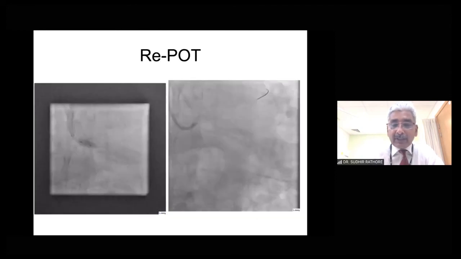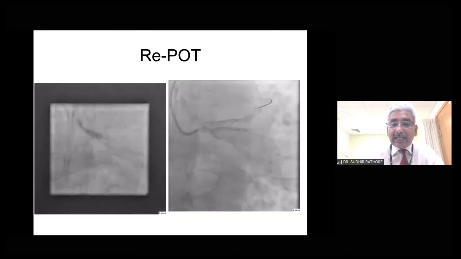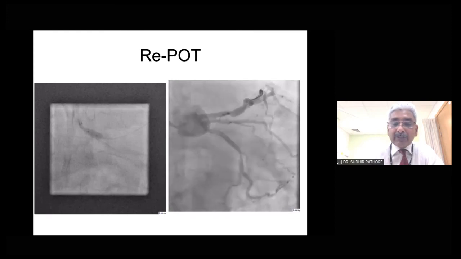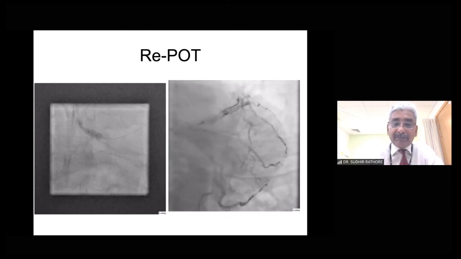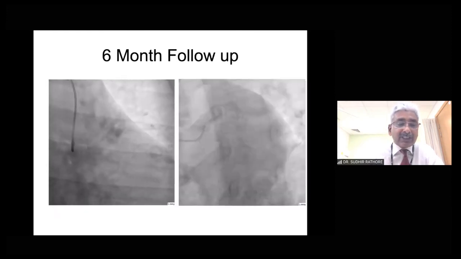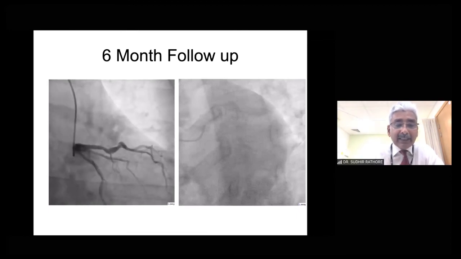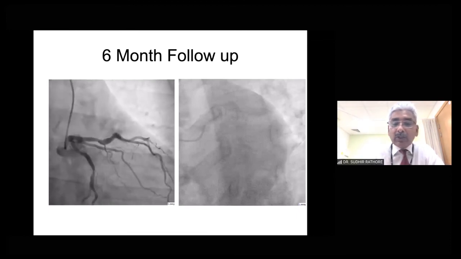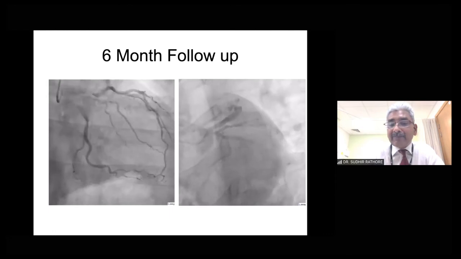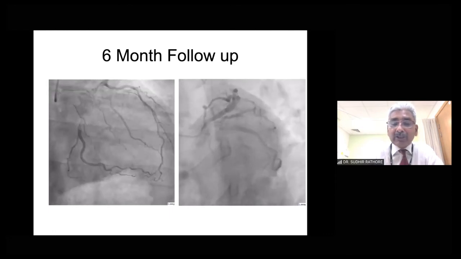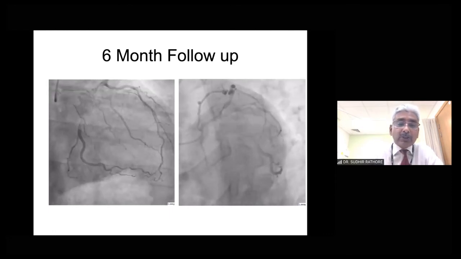followed by POT, and this was the final result I achieved here with a good ongoing result in the circumflex ostium. And this is a 6-month follow-up in the same case. You can see it gives a good ongoing result. The left main stem looks good, the side branch looks good, and no restenosis is seen.